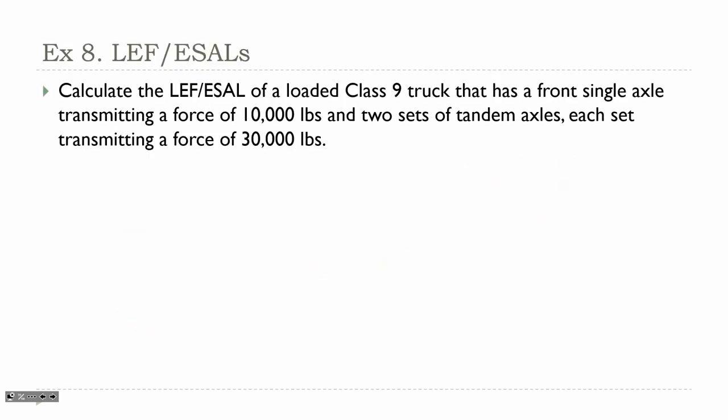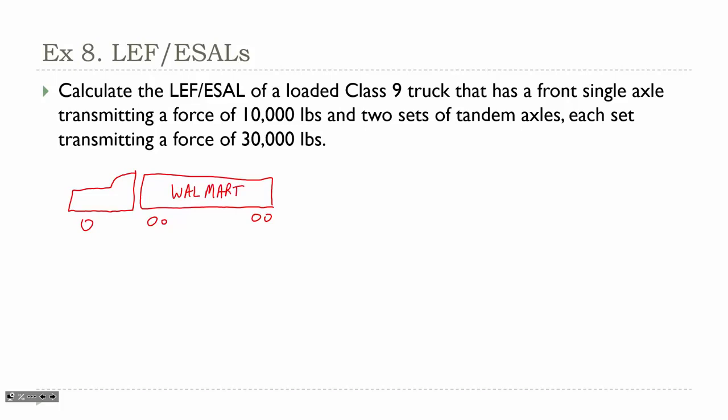So now calculate the load equivalency factor of a loaded Class 9 truck that has a front single axle transmitting a force of 10,000 pounds and 2 sets of tandem axles, each set transmitting a force of 3,000 pounds. So for our Class 9, we have a single, 2 tandems, got the trailer. It's got one really small wheel.